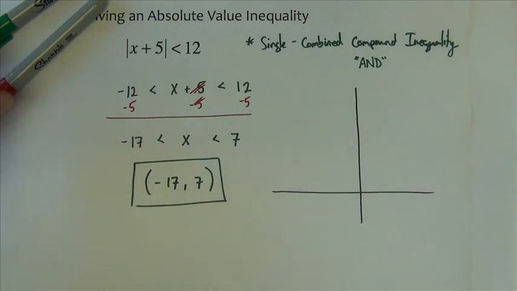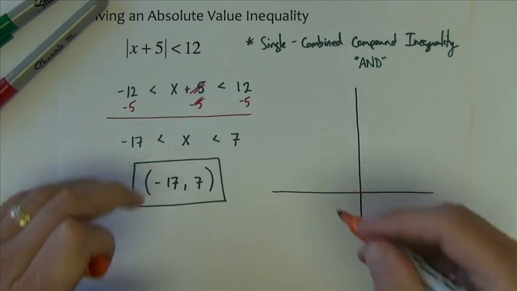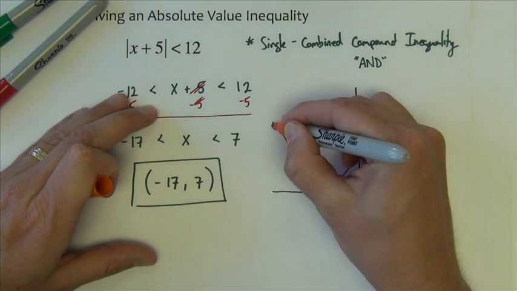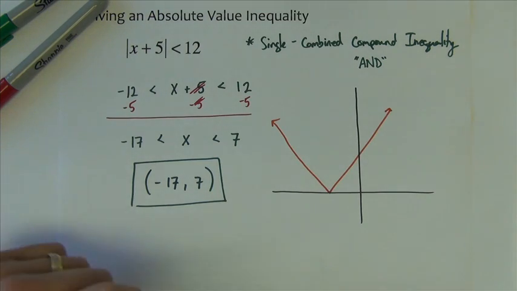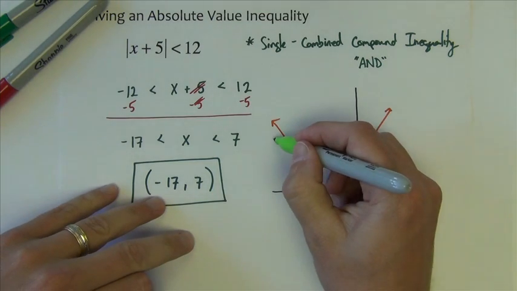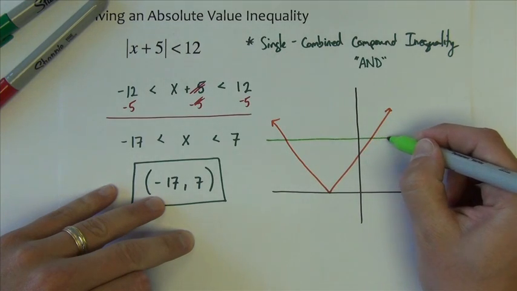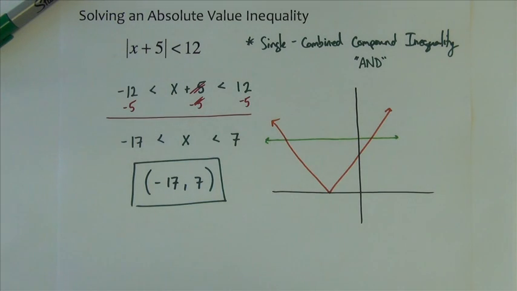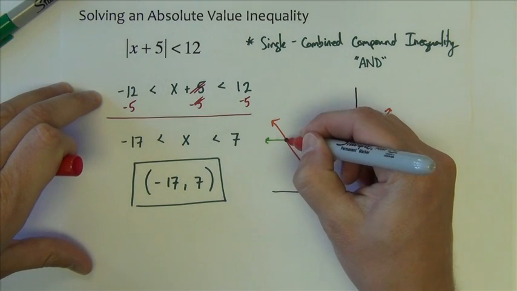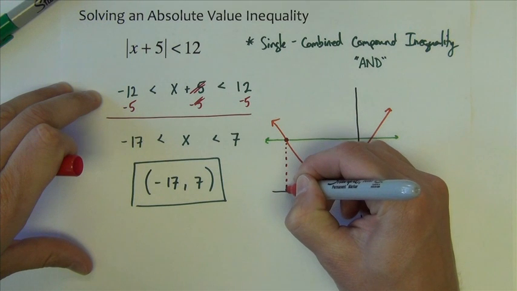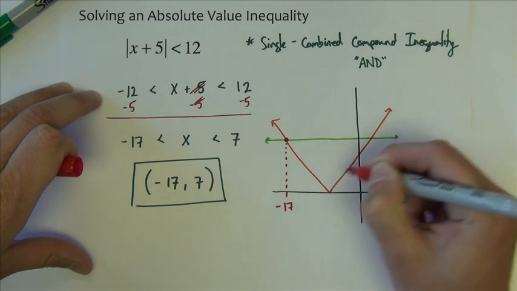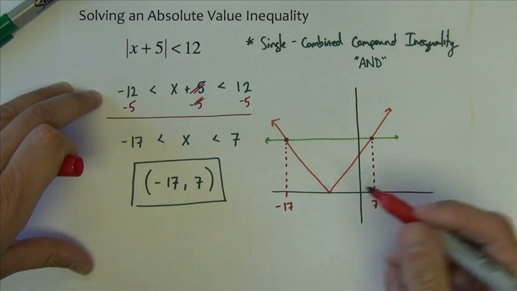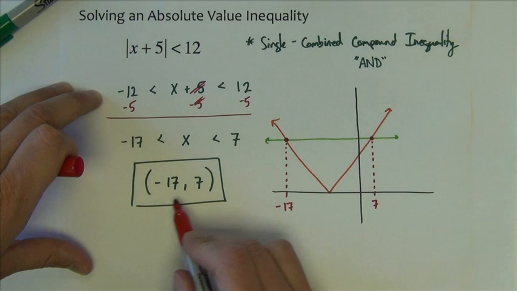Okay, so there's my graph. We're just going to be real rudimentary here. I've got my absolute value graph. Looks like that. And I've got my 12. Looks like that. And what happens is these two graphs intersect at two places. They intersect right here. Well, that value happens to be the negative 17. And they intersect right here, which would happen to be the 7. So they intersect at the two places here that I've solved for.